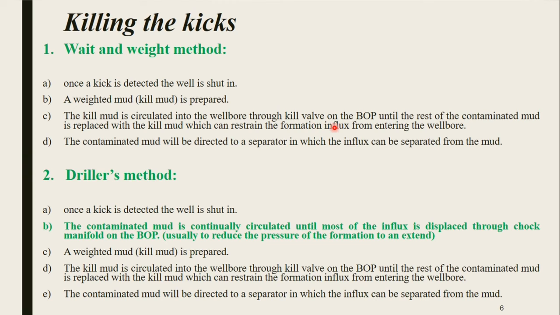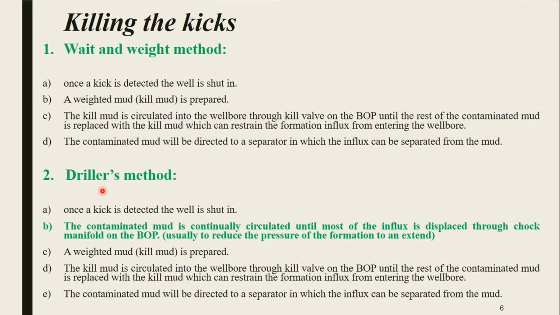So this kill mud is circulated until the rest of the contaminated mud is replaced with the kill mud. You see, we want to get rid of the contaminated mud and replace it with the kill mud that has the ability to restrain the formation influx from entering the wellbore. And then this contaminated mud will be directed through a choke manifold, which is also on the BOP. We'll talk more about it later. This mud will be directed to a separator in which the influx can be separated from the mud so that the mud can be recycled, can be used again.